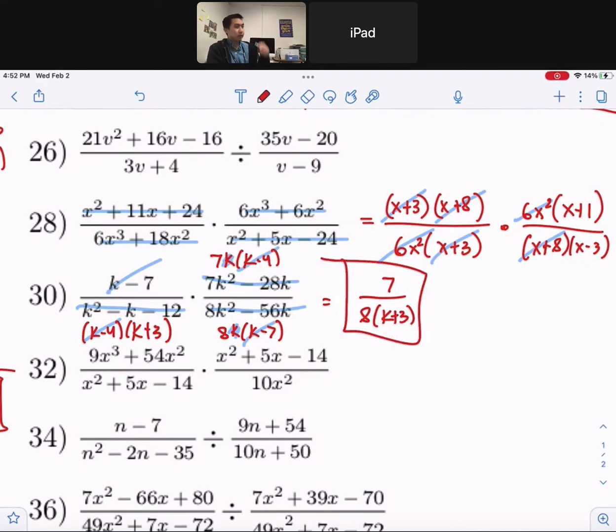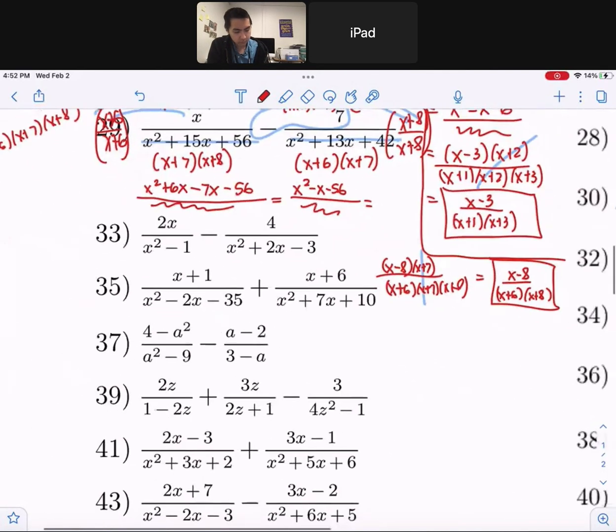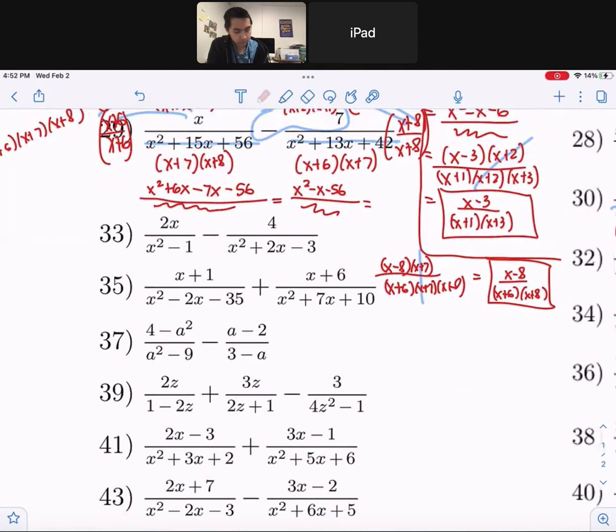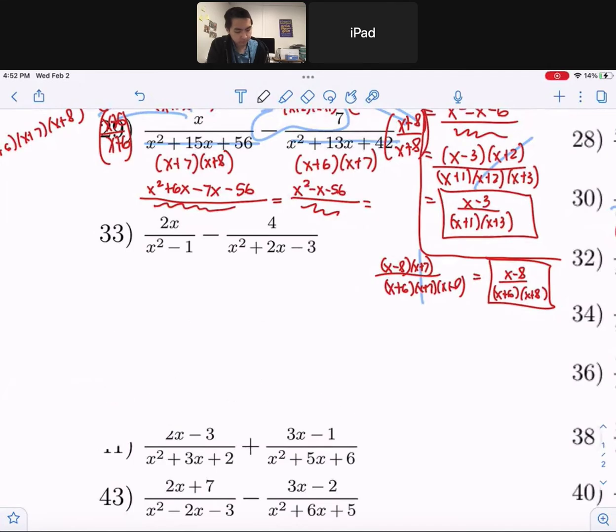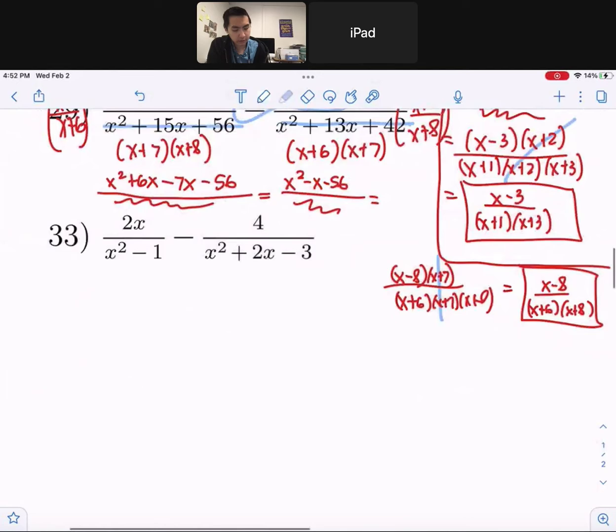And the last problem, which is number 33. So I'm going to erase all this so I have space to do these problems. So for number 33, we have to factor this and this. We can factor this one by doing a difference of squares, x plus 1 times x minus 1. And this one, the x method, x plus 3 times x minus 1.